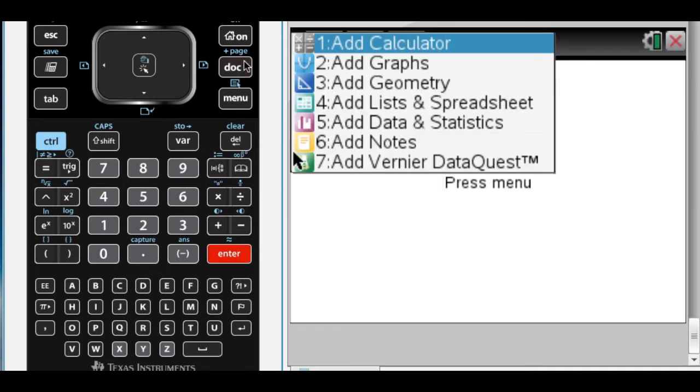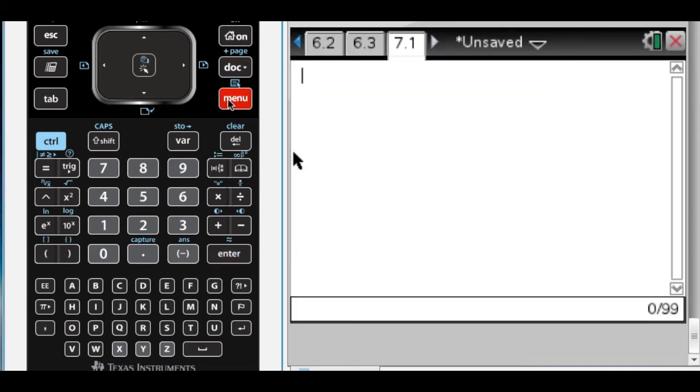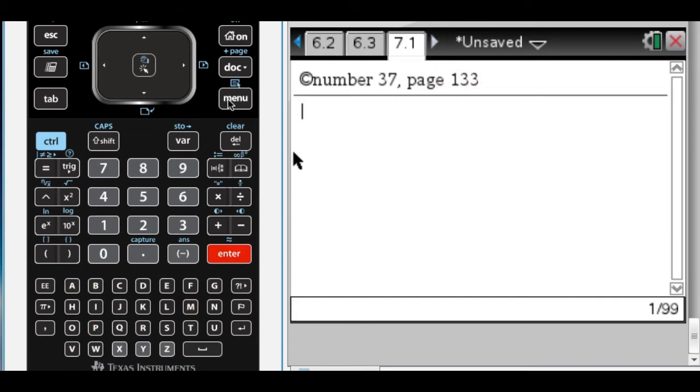Let's insert a new problem, and we are going to move to number 37. So number 37 on page 133. I need to solve between 0 and pi over 2, sine of x equals 3 cosine of x. I can do that two ways.